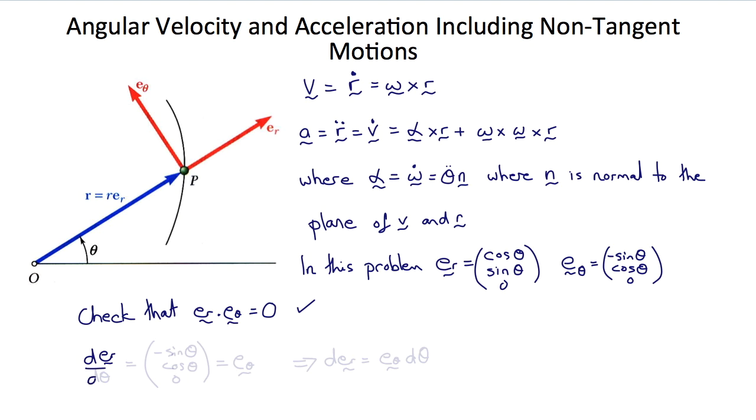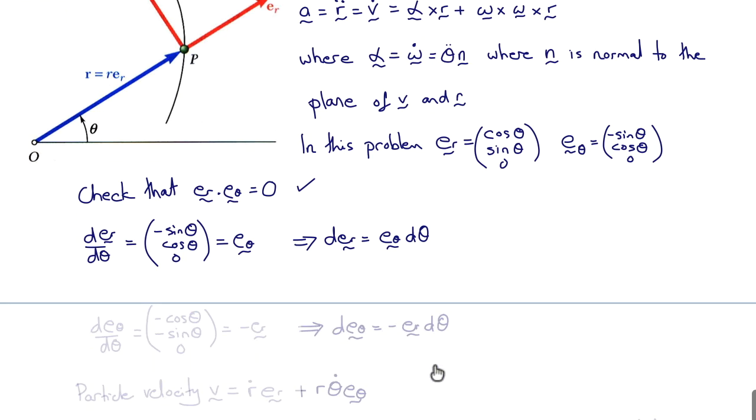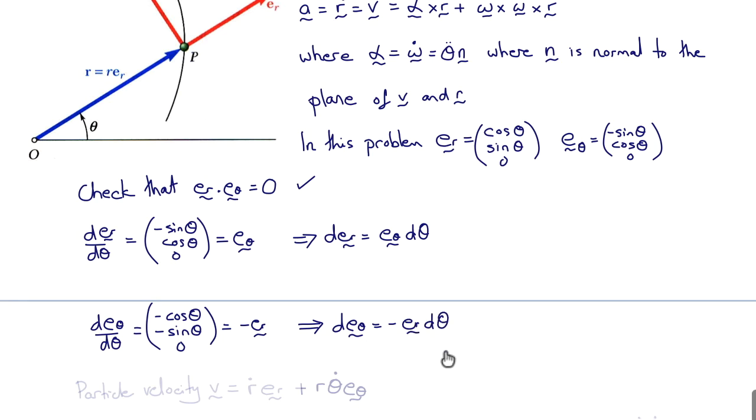So d e r d theta will be minus sine theta, cosine theta, 0, which is the same as e theta. Therefore, we can write d e r equals e theta d theta. Similarly, taking the derivative of e theta with respect to theta, we get minus cosine theta, minus sine theta, 0, which is equal to minus e r, which says that d e theta equals minus e r d theta.